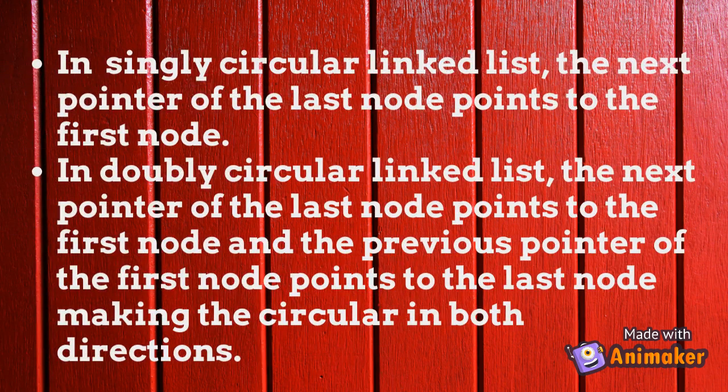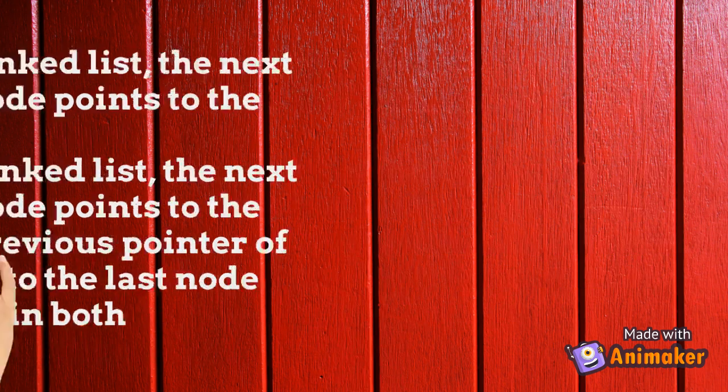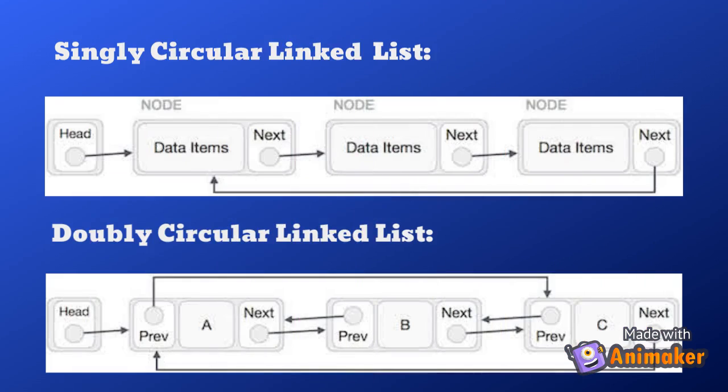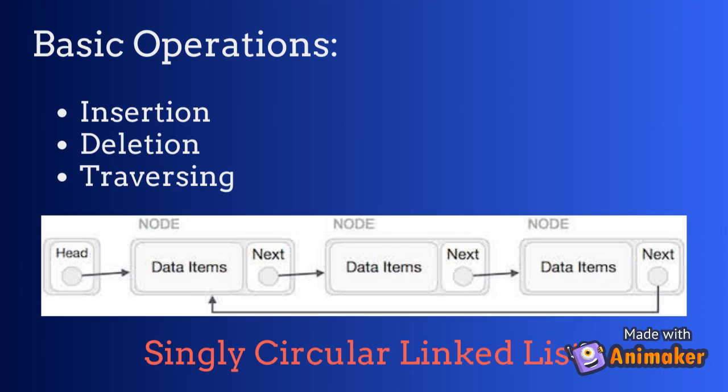In a singly circular linked list, the next pointer of the last node points to the first node. In a doubly circular linked list, the next pointer of the last node points to the first node and the previous pointer of the first node points to the last node, making it circular in both directions. Here you can see the first figure describes a singly circular linked list, whereas the second figure describes a doubly circular linked list. In this video, we are going to discuss the operations supported by the singly circular linked list.